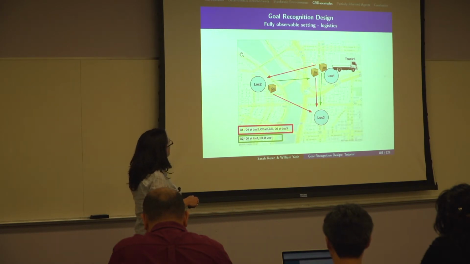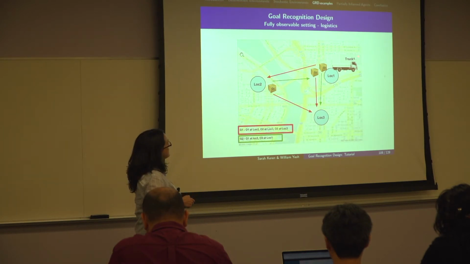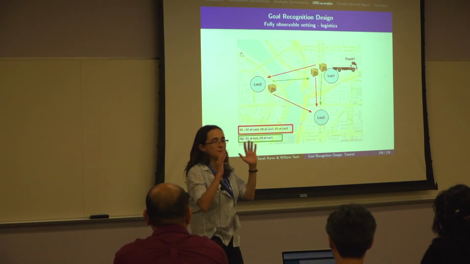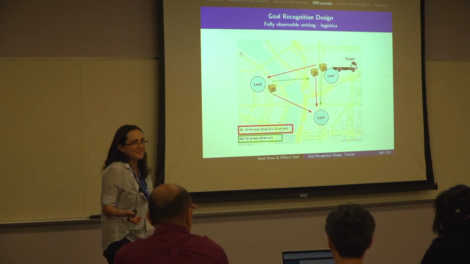Think of the fact that you want to understand there are two possible goals here. There is goal one, which is the red goal, the bad goal, where the agent, represented by this truck, is trying to move box 1 to location 2, box 3 to location 3, and box 2 to location 3. And there is another goal, the green goal, the OK goal, which moves package 1 to location 3 and package 3 to location 1.